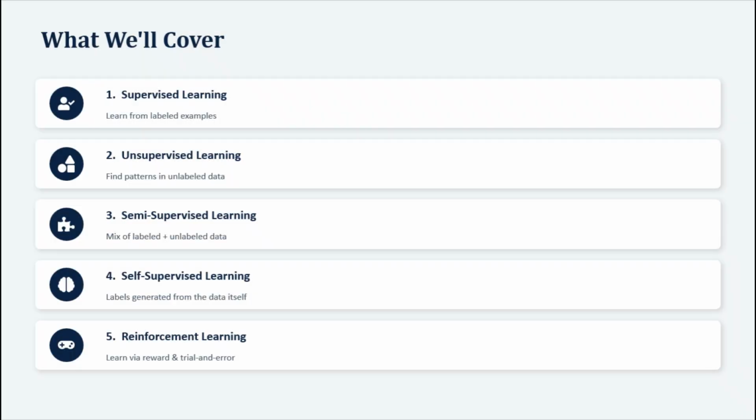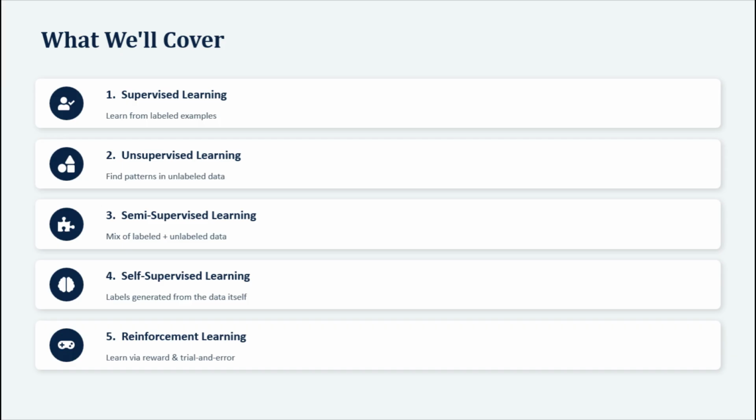In this lesson, we'll explore 5 major learning paradigms. Think of them as 5 different teaching methods for machines. The first is supervised learning, where we provide the machine with both the questions and the correct answers. Next comes unsupervised learning, where there are no answers at all. The machine has to discover patterns on its own.